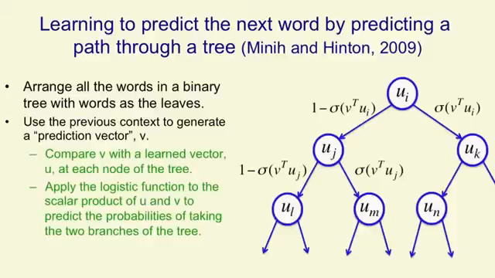So the tree looks like this, and if that sigma is the logistic function, you can see at the top of the tree that we take the logistic of the prediction vector times the vector that we've learned, u_i, at the top node, and that tells us the probability of taking the right branch, and conversely we take the left branch with 1 minus that probability. And so on, all the way down the tree to the word we want.